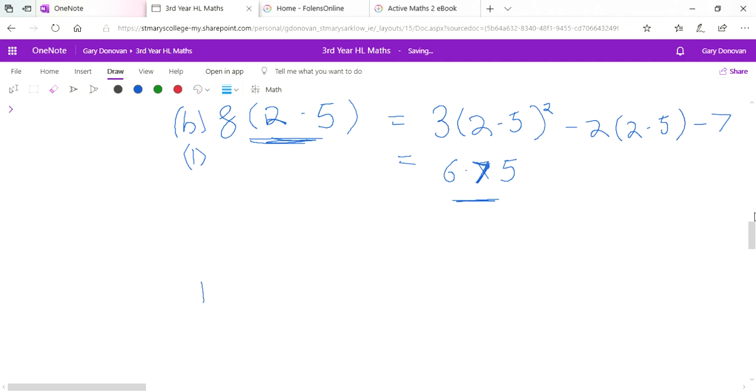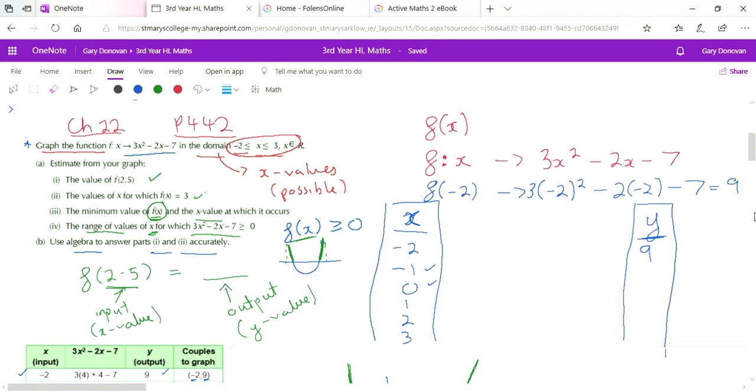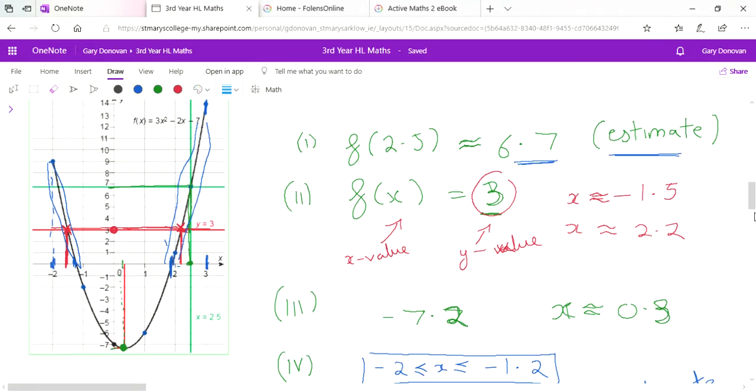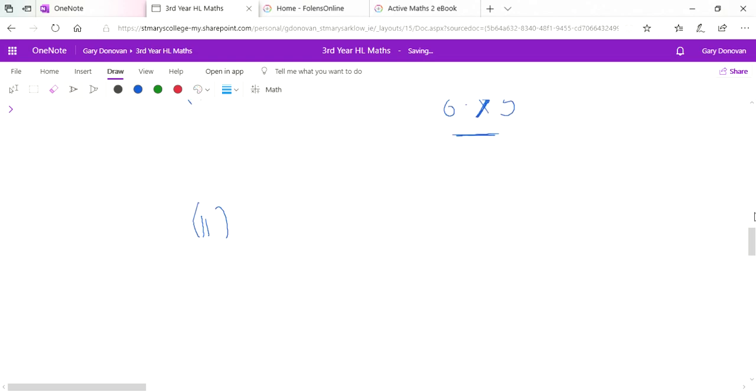Now, part 2 is a little bit trickier. In part 2, they say, check this bit here: the values of x for which f of x is equal to 3. Now, we found out that the values of x for which f of x equals 3 are -1.5 and 2.2. So let's just write this down here.